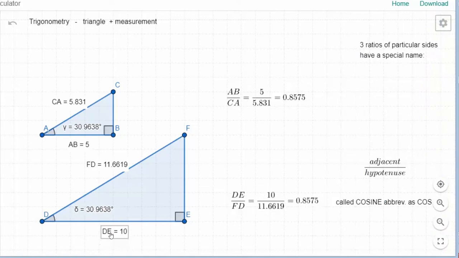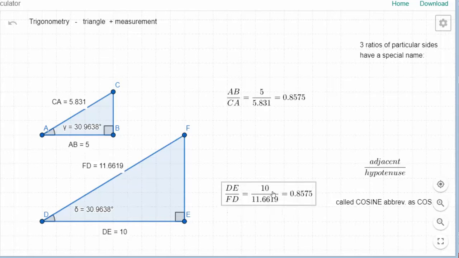Same thing down the bottom, you get the idea. Here the adjacent is 10. The hypotenuse here is 11.66 something. So 10 divided by 11.66 produces 0.875. So that's the cosine ratio.